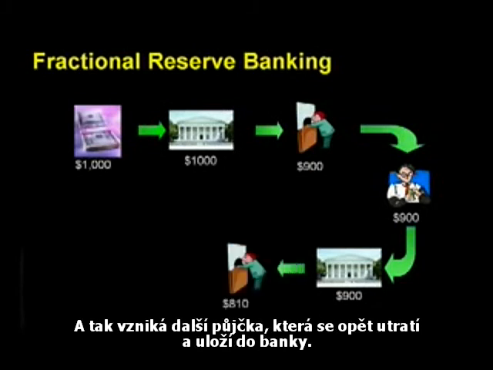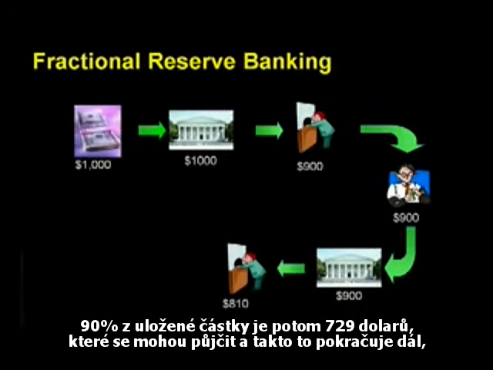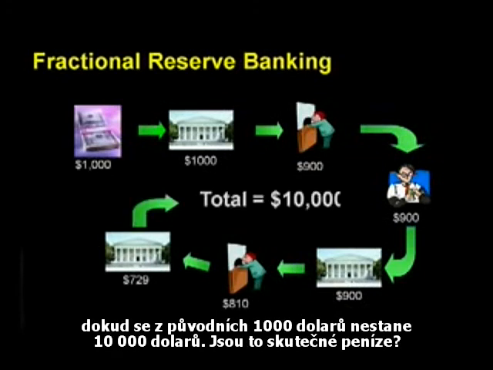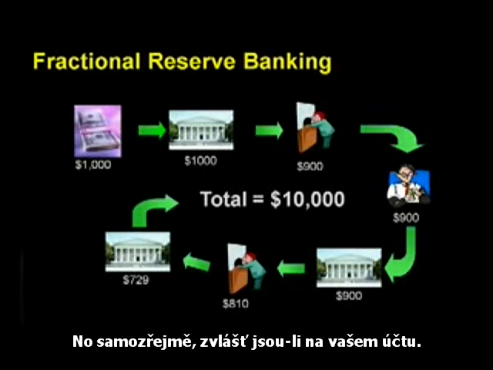And so another loan gets made, and it gets spent and redeposited in the bank. And 90% of this new deposit is $729, which can get loaned out. And so it goes until we finally discover that the original $1,000 deposit has mushroomed into a total of $10,000. Is this all real money? Yeah, you bet it is, especially if it's in your bank account.